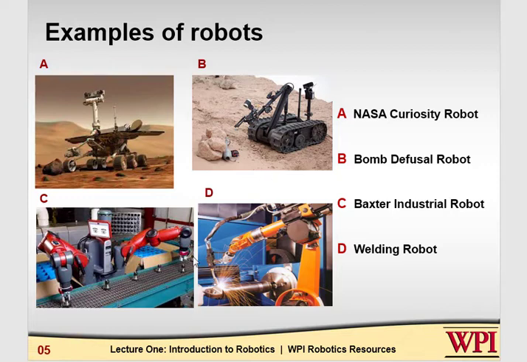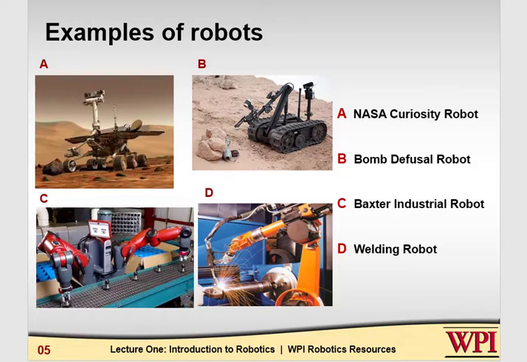Now in C, we see a robot that has the form of a human being. This is the Baxter Industrial Robot. It has two arms, which can be used to pick and place objects. This robot may also use cameras to sense the position of an object to be picked up, and then may also use force sensors in the hands for some grasping feedback.